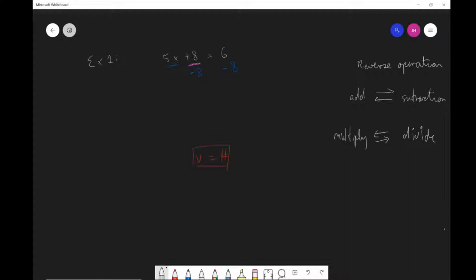Then plus 8 minus 8 gets you 0. It will be 5x equal to 6 minus 8, which is negative 2. Now what you're left with is a multiplication. 5 times x gets you negative 2. So the reverse of multiply is to divide or to multiply back the reciprocal. So divide can also be perceived as to multiply the reciprocal of the coefficient.